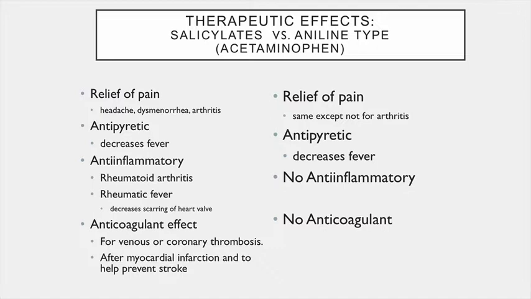The salicylates have an anti-inflammatory effect and an anticoagulant effect. And so when we're thinking about pain, we're going to think about if the pain has to do with an inflammatory condition, like an arthritis, specifically rheumatoid arthritis, then the better choice in this case would be salicylate. If the pain had nothing to do with inflammation, then either choice would be effective, right? So if they have a headache, cramping, that kind of thing.